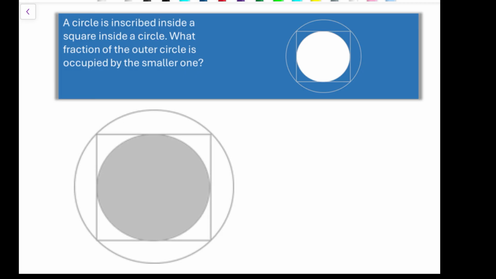I've given you a slightly large version of the diagram underneath just so you can see exactly what is happening. You can see a circle is inscribed inside a square. Inscribed means it just touches the square, just fits inside the square. And then I've done another circle around that square itself. And the question is, what is the fraction, or in other words, what percentage of the larger circle is the smaller circle? So fraction, percentage, either is fine by me.